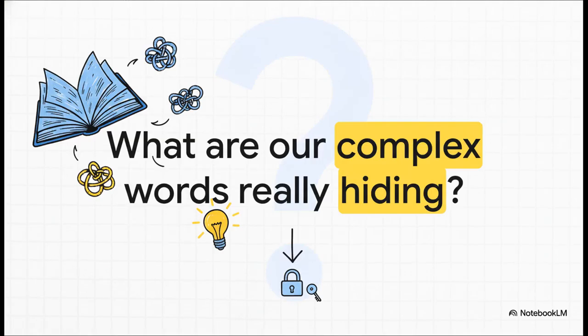And that leaves us with one final thought to chew on. We started with the word general and ended up discovering this whole system built for pure clarity. It really makes you wonder, if a core of just 850 words can do so much, what are all those thousands of other, more complex words really for? Are they adding precision, or are they just hiding the simple truth?